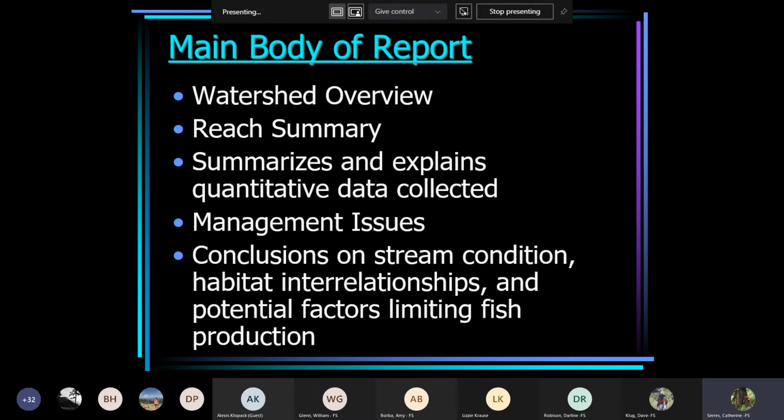Then you have your reach summaries, and those are just nice summaries. If somebody doesn't want to go into the main body or really get into the meat of the data, the reach summary gives them a nice quick view of what's going on in that reach. It's going to summarize all the data that you collected. If there's any management issues or any issues going on with stream conditions, those are all going to be highlighted in the main body of the report.